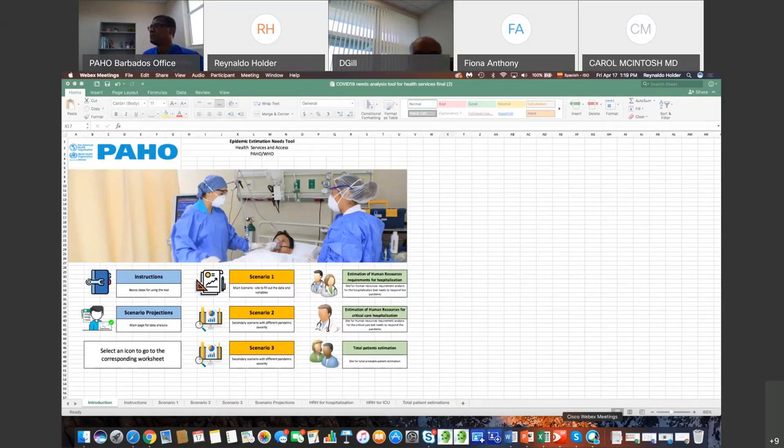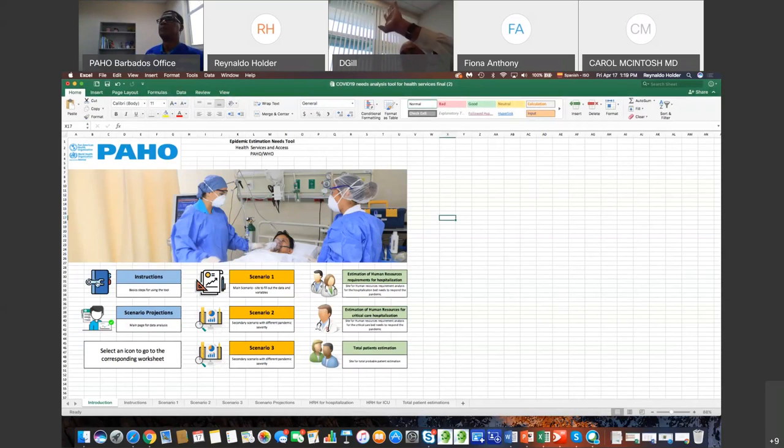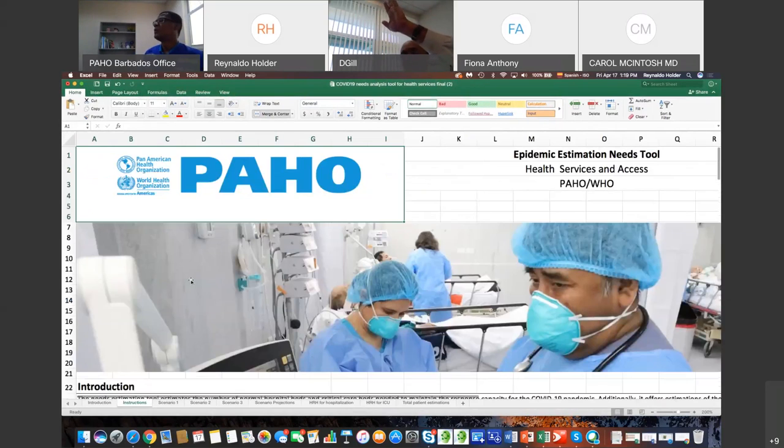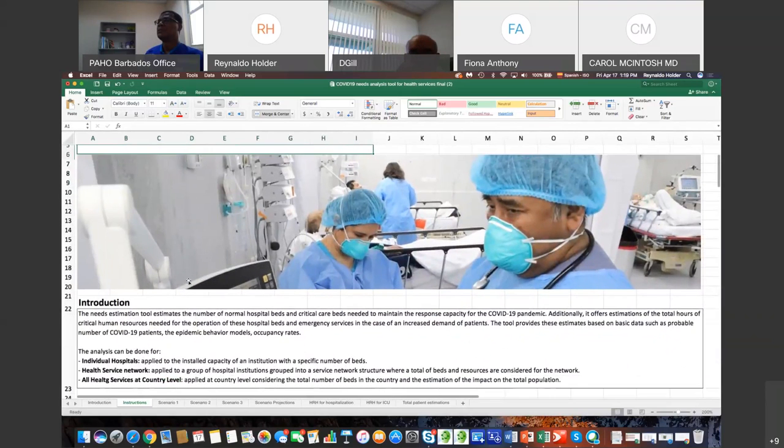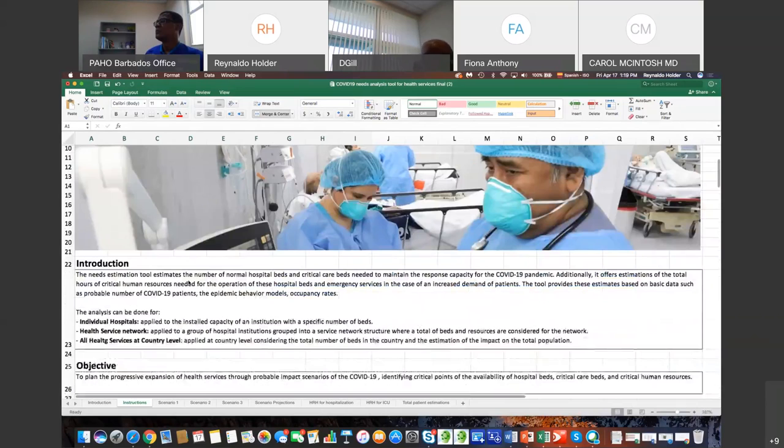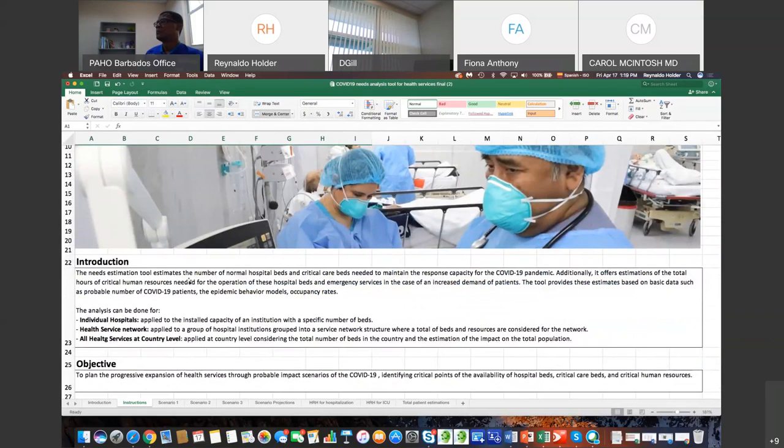Okay, so let's go to the first icon. The icon takes us to a worksheet that contains the instructions, an introduction that presents the tool. Can you silence your mic, please?